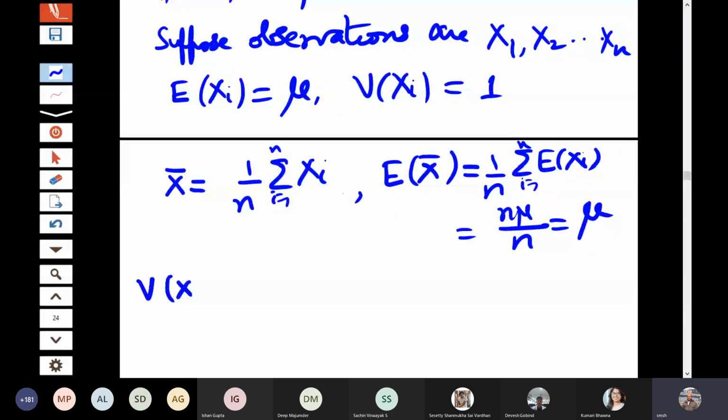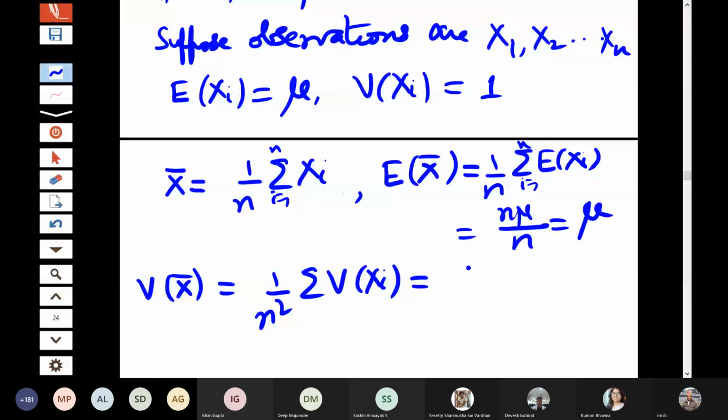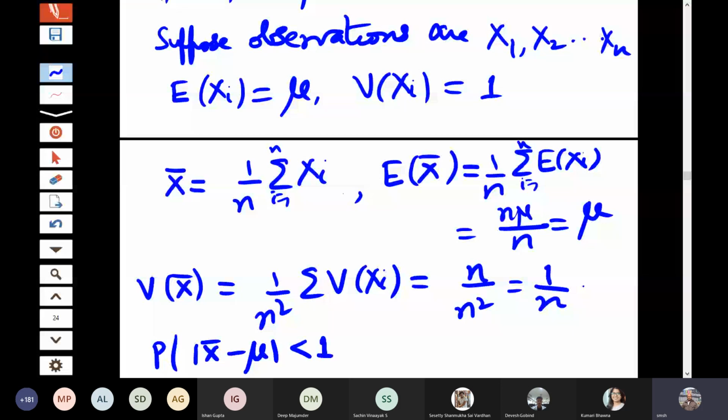What is the variance of x bar? The variance of x bar is 1 by n square times the sum of the variances of xi, so that is n by n square, which is 1 by n. Now I ask a question about the probability of mod of x bar minus mu less than 1. We are saying that the mean of the observations does not differ from mu by more than 1.